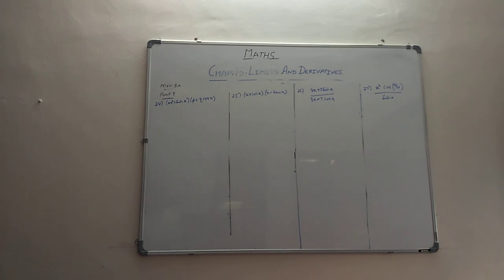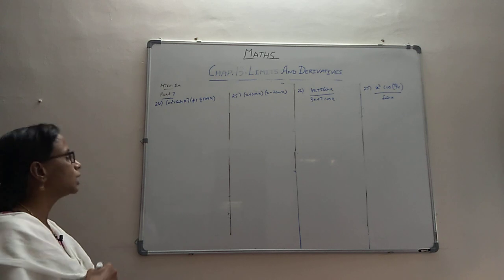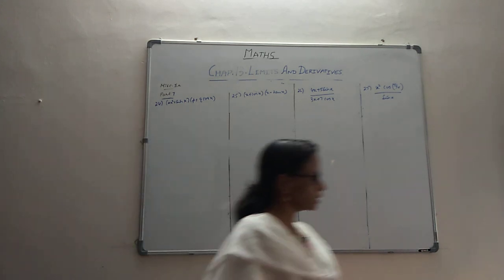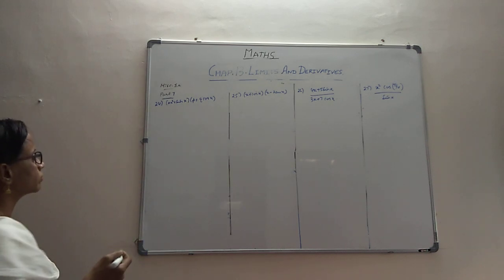Hello folks, we're back with part 7 of the miscellaneous exercise. Let's continue with the problems that we were doing. In certain cases we have the u by v form, in certain cases we have the u into v form, so accordingly we will be solving it.